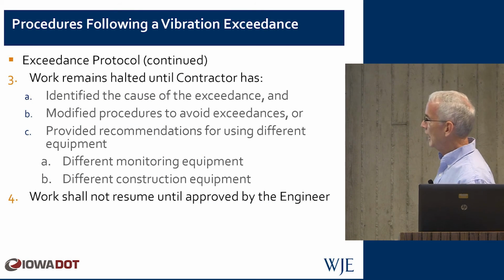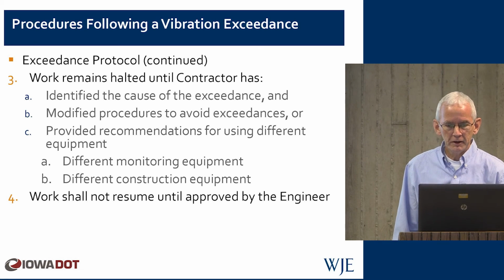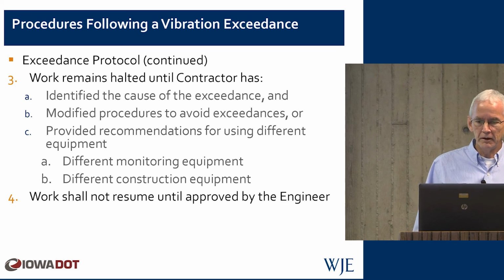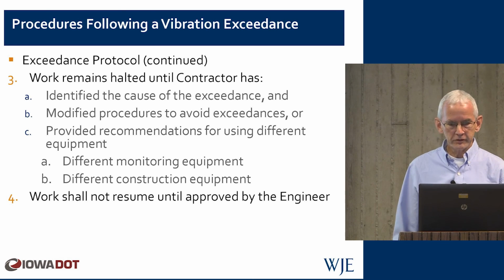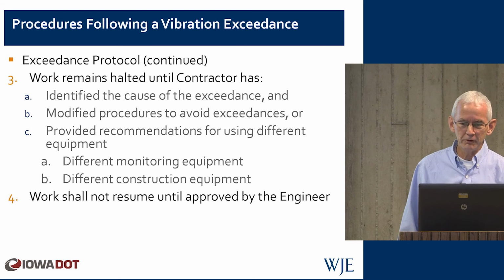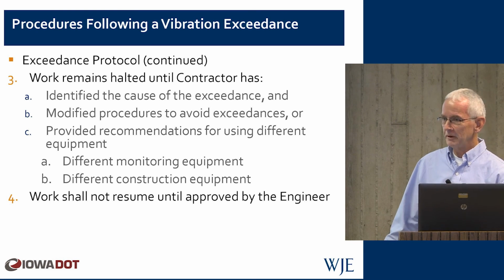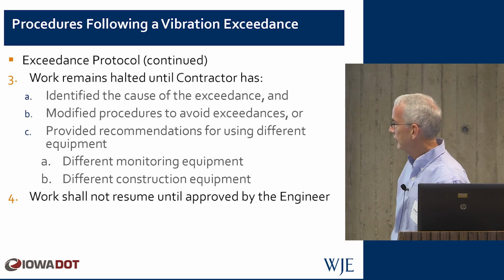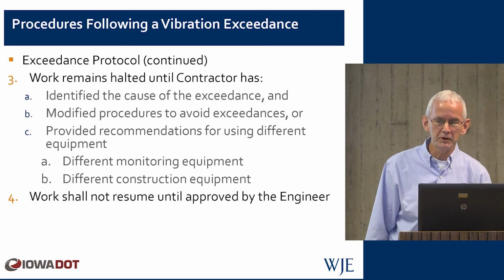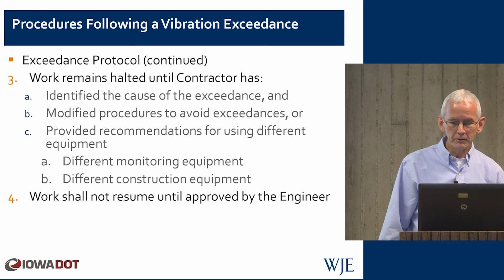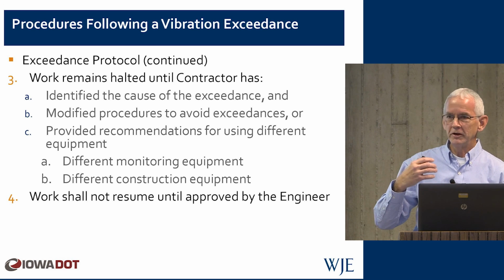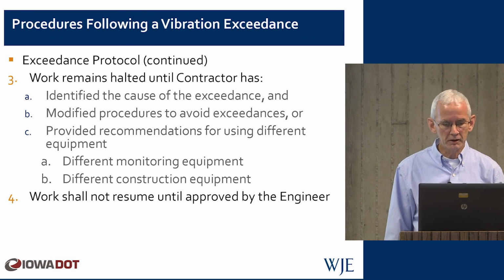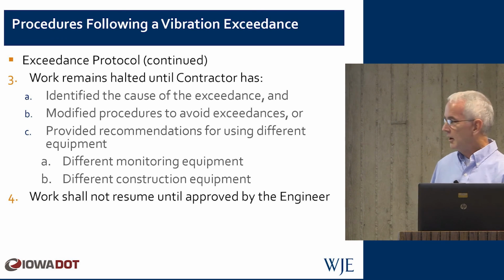Then when you have an exceeding event, that's where the vibration amplitude actually did exceed the project limit. The contractor has to identify the cause of the exceedance and modify their procedures to avoid exceedances or provide recommendations for using different equipment. That different equipment may be different monitoring equipment because after investigation of the event, we may find that the equipment didn't record properly or may have been damaged and was not reporting properly. Or if we can verify there was real vibrations and we can identify the cause of it, they may have to come up with different construction equipment that has to be approved by the engineer.